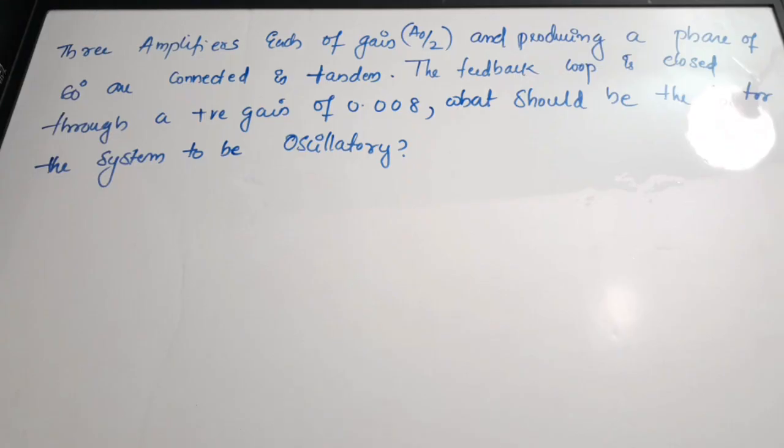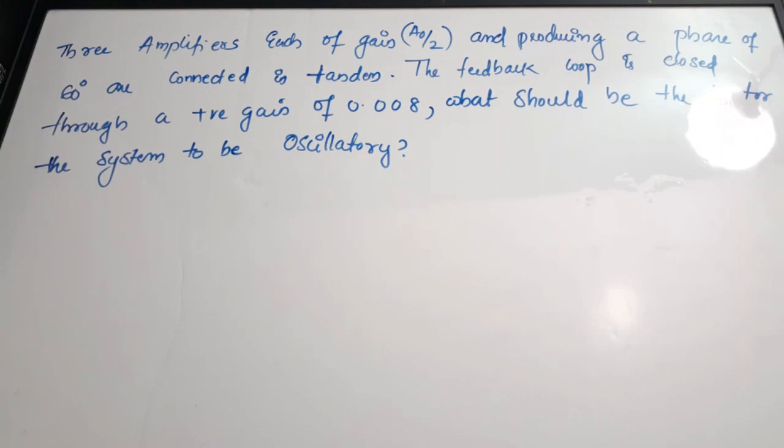The next question is a little bit tricky question, but it is very easy to solve. Okay. 3 amplifiers, each of gain A0 by 2 and producing a phase of 60 degree, are connected in tandem. The feedback loop is closed through a positive gain of 0.008. What should be the A0 for the system to be oscillatory?